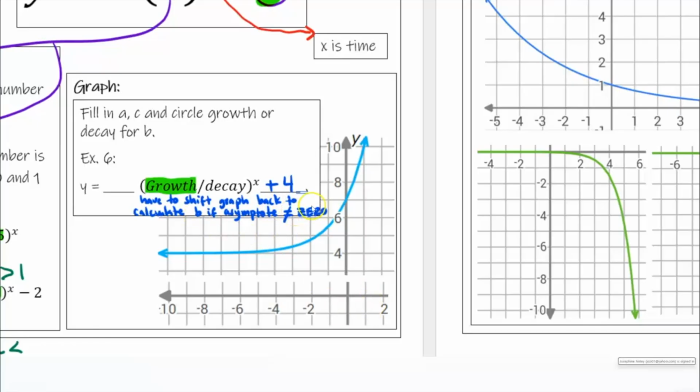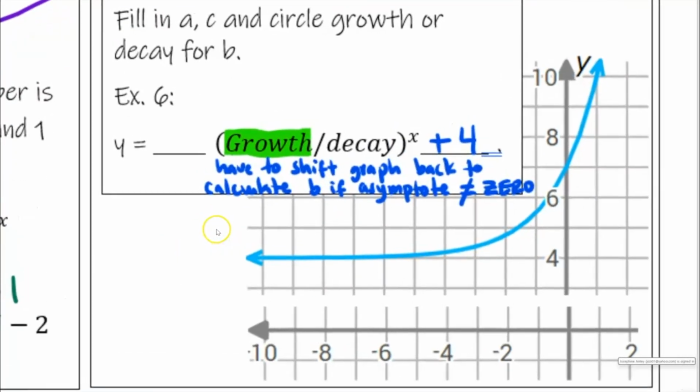So again, because it's not 0, I cannot find the growth. But after we do transformations, we're going to come back and shift the graph back so we can find our growth factor. To find our A, and again, for yours it's a little bit different, but the math still must be done and you have to write it down.